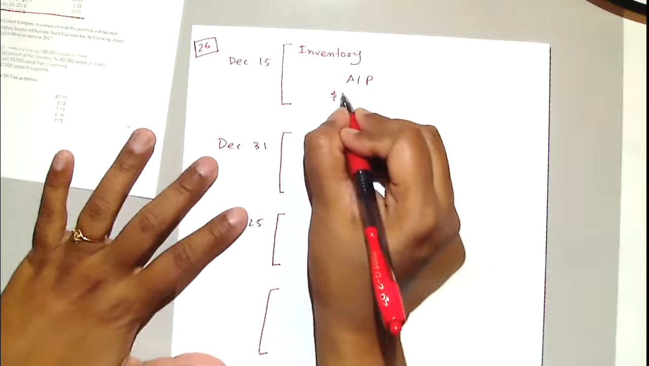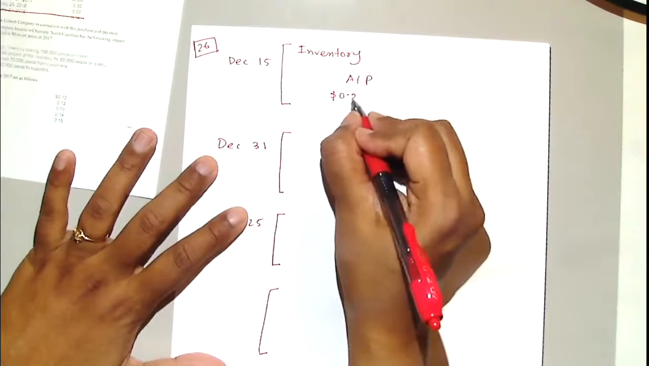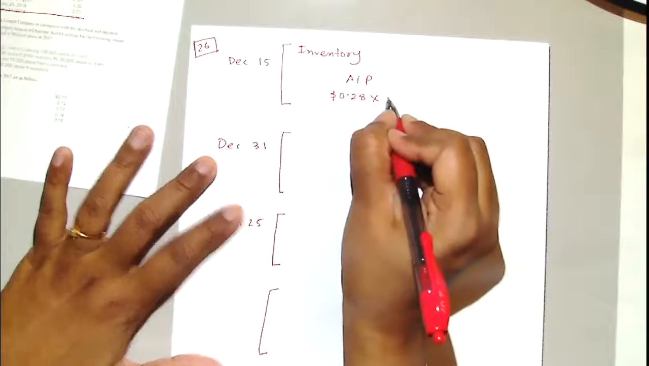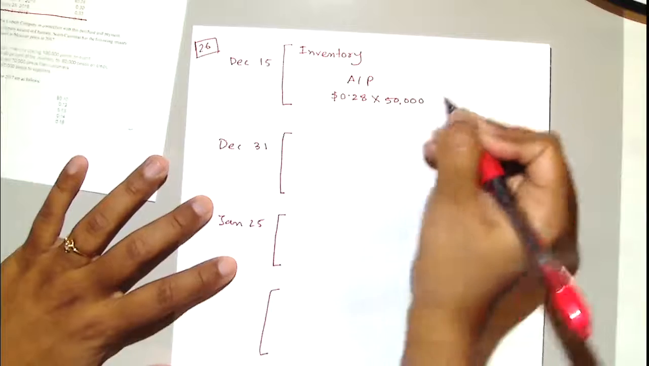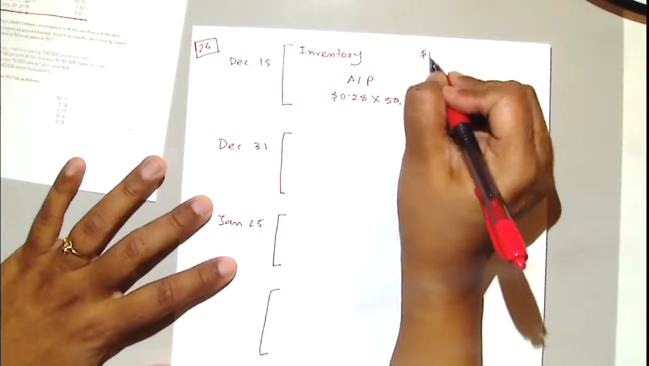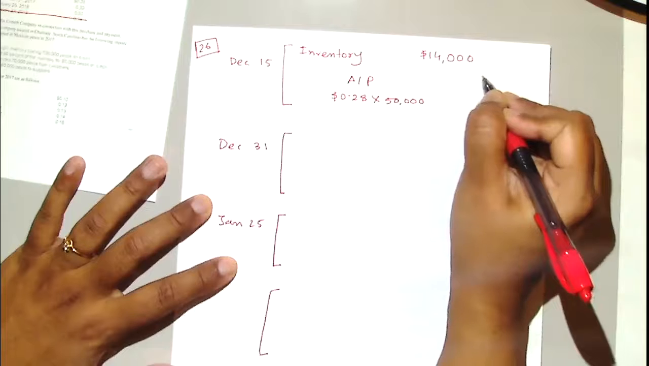50,000 times 28 cents. That's the per-shilling dollar amount, and the total is 50,000 shillings, right? And you got $14,000, right, Conrad? Yeah. Thank you.